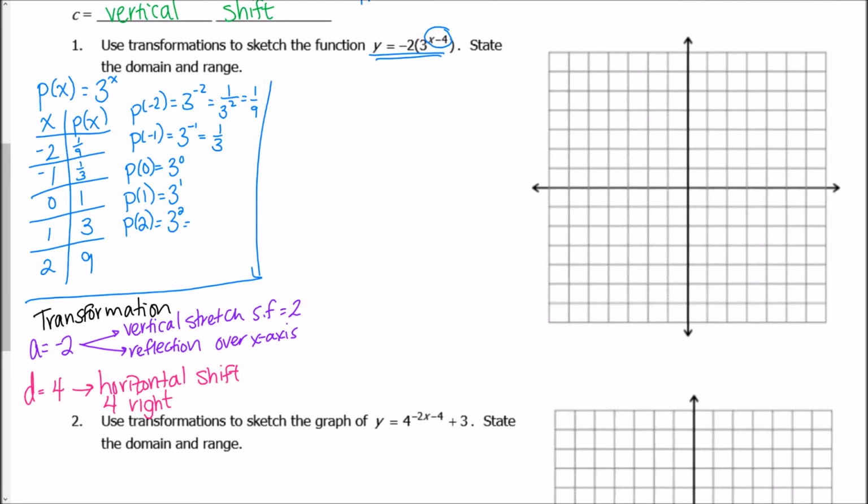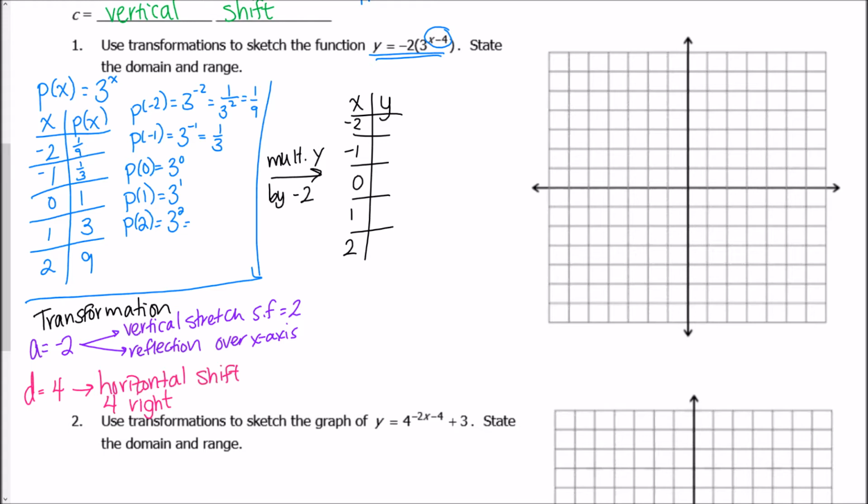Okay, so the next thing I'm going to do is, because I have an a value of -2, I'm going to multiply my y values by -2. So I'm going to create a new chart, and I'm going to end up getting x here and y here. And because the stretch or the compression is only happening to the y values here, my x values stay the same. There's only an a here, so the x values stay the same.